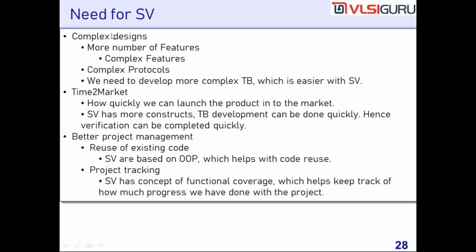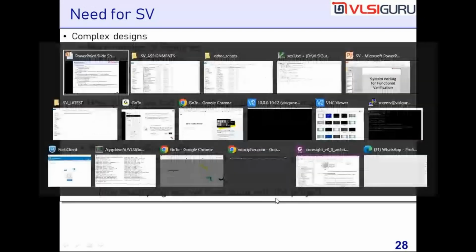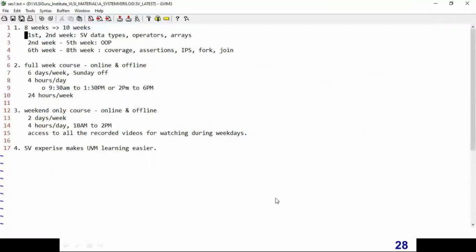The third reason why we are moving to System Verilog is better project management. What is meant by better project management? You can reuse the existing code. Whatever you have developed for a previous project can be used for the new project. System Verilog is based on object-oriented programming, which helps with code reuse. The other part of project management is project tracking. System Verilog has a concept of functional coverage, which helps keep track of the progress we have made with the project. So there are three reasons. Whenever you go to an interview, they will ask you, what is the need for System Verilog?